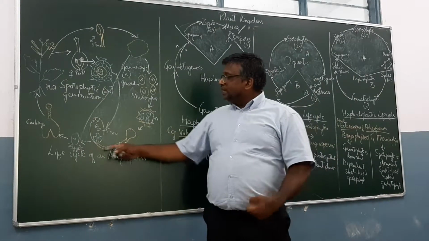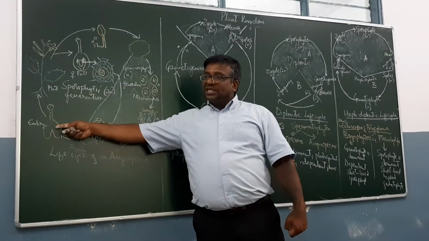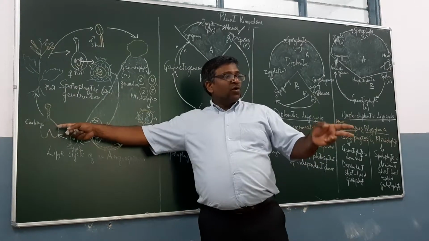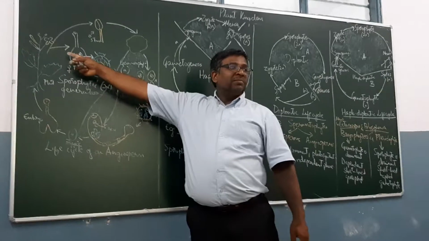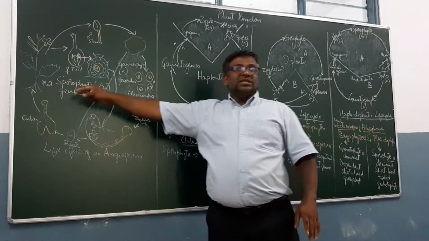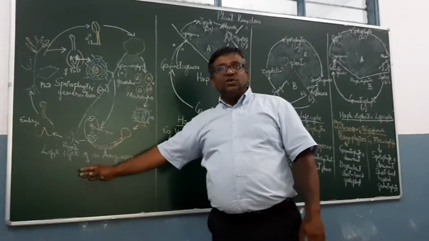Okay? So seed formation, and the embryo will be within the seed. Dicots have 2 cotyledons, monocots have 1 cotyledon, and they develop to form the plant. So this is the life cycle of an angiosperm.